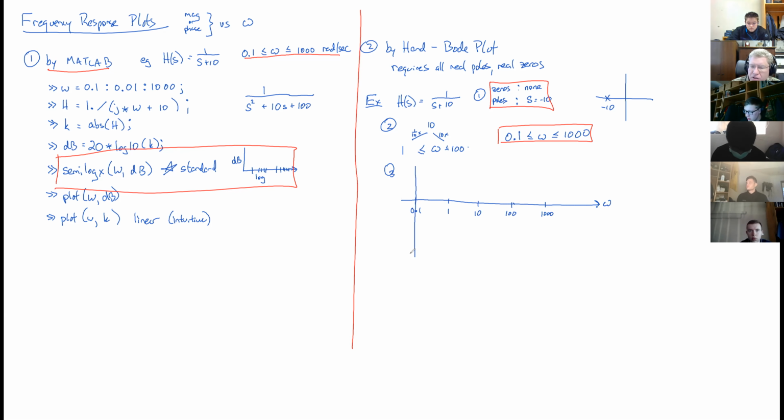And then you need to know where to start. So the rule on where to start is that you could find out exactly what it is at omega equals 0.1, by plugging in j 0.1 for s and evaluating its magnitude. So we're going to be plotting here the magnitude of H of omega. And you can find it out exactly.